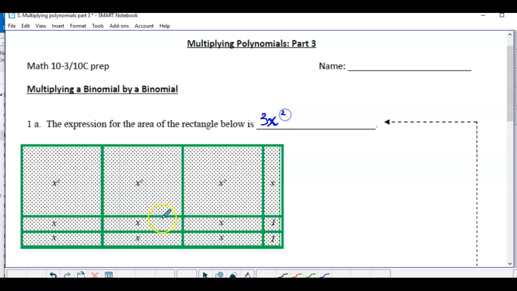Got to be patient with me. I'm using my mouse here. And then 1, 2, 3, 4, 5, 6, 7 x's. And 2 little squares, which is 2. Okay.